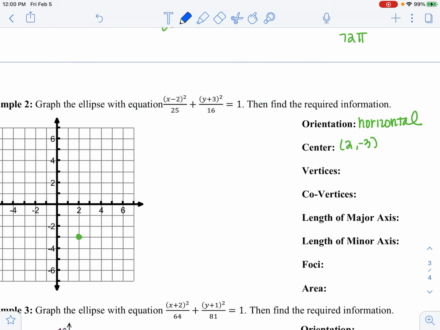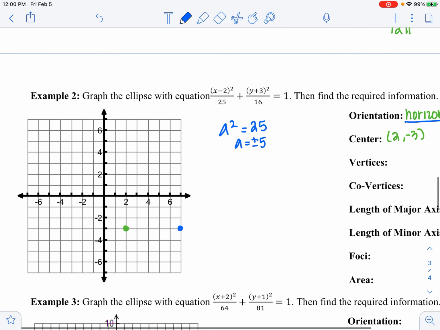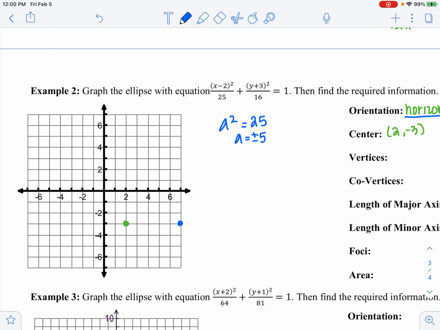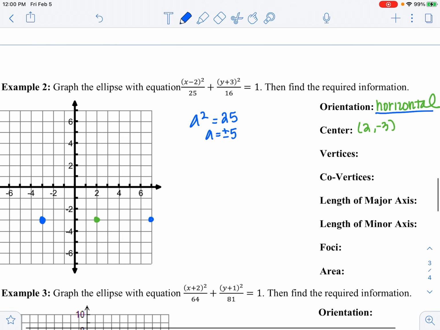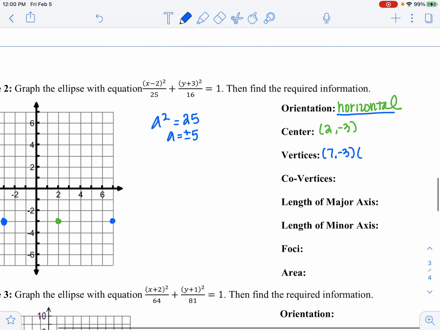All right, now I need my vertices. My vertices are a units from my center, where a squared is 25, so a is plus or minus 5. So now I look to see which way I'm going: horizontal. So I'm going to go right 5 units and left 5 units. 2, 3, 4, 5. Those are my vertices. I can write down the location now. That is 7, negative 3, and negative 3, negative 3. You could always check and say, okay, this is plus 5, this is minus 5. All right, good, I did it right. It's a quick check there.